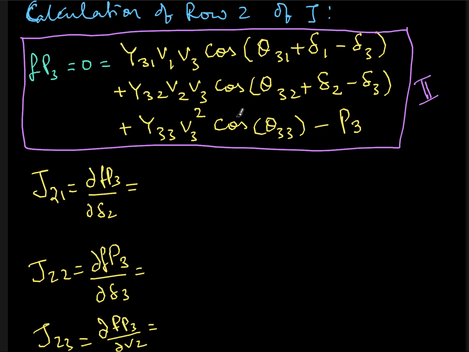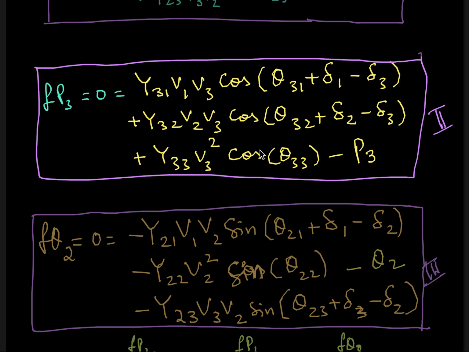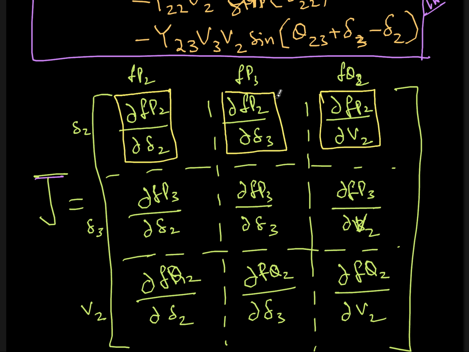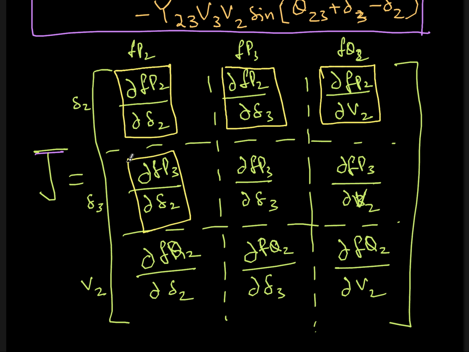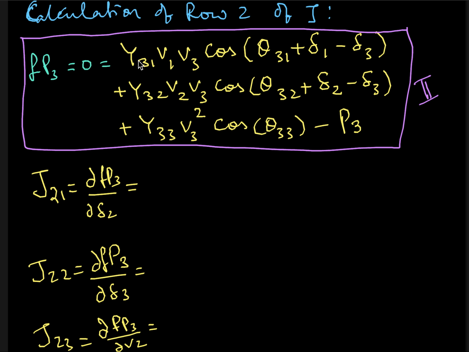So let's look at the differentiation of this function with delta 2. If I go back to my map, I'm doing this one now: differentiation of function p3 with delta 2. So delta 2 is not in this term, so forget it. Delta 2 is here. So cos differentiation is sine with a minus sign. So that's what I'll get: minus y32 v2 v3 sine theta 32 plus delta 2 minus delta 3. Again, there is no delta 2 here, so I am done with this.